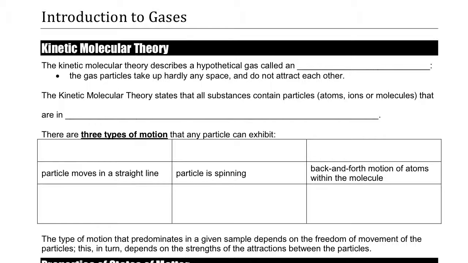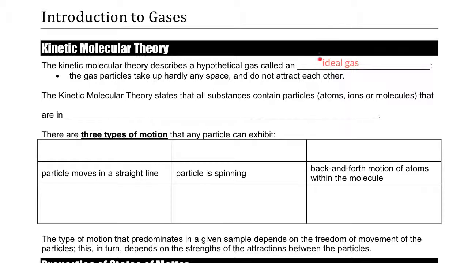And one big idea when talking about gases is something called the kinetic molecular theory. The word kinetic refers to motion. So the kinetic molecular theory refers to the motion of molecules or the motion of particles. And this theory describes a hypothetical gas. What I mean by that is this is a simplified model of what we would expect gas particles to behave like. This hypothetical gas is called an ideal gas.